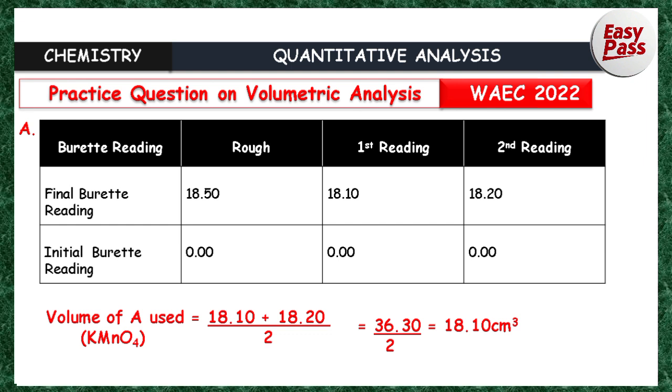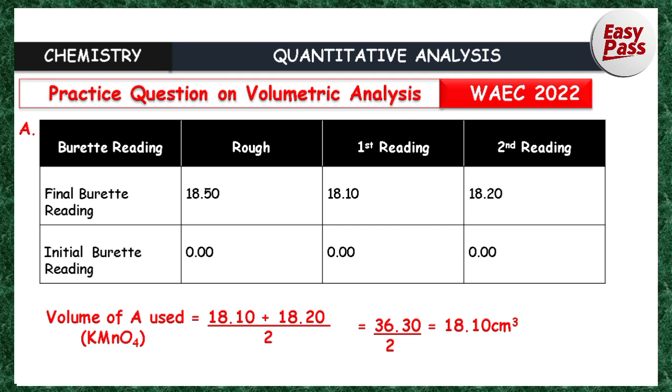Look at the question on the board. It said, from your results and information provided, calculate the concentration of B in mol/dm³. Before we calculate it, please don't forget to put the unit for the volume of A used. The unit is in cubic centimeters. You can leave your answer as 80.15, or approximate it to 80.2.